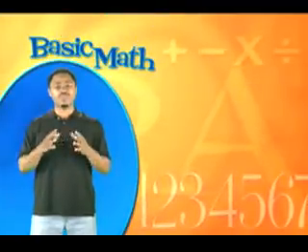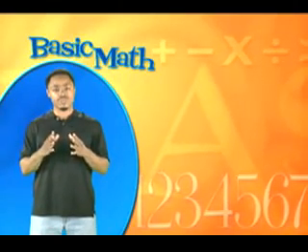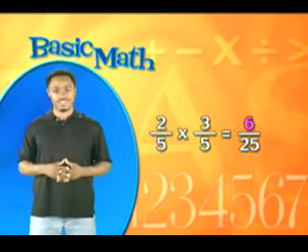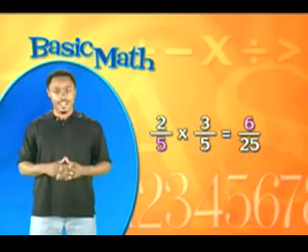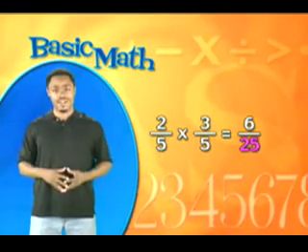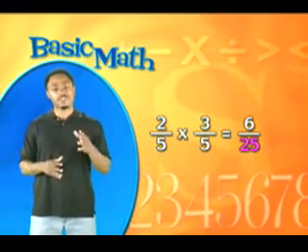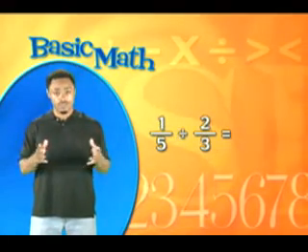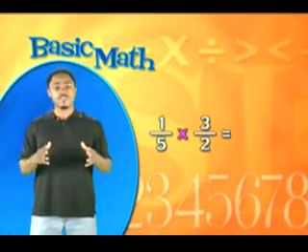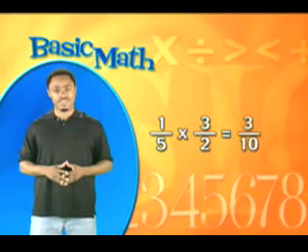If you missed something during the show, don't worry. We're going over everything one more time. To multiply fractions, multiply the numerators 2 and 3, giving us 6. And then multiply the denominators 5 and 5, giving us 25. To divide fractions, flip over the fraction doing the dividing, and then multiply the fractions. 1/5 times 3/2 gives us 3/10.